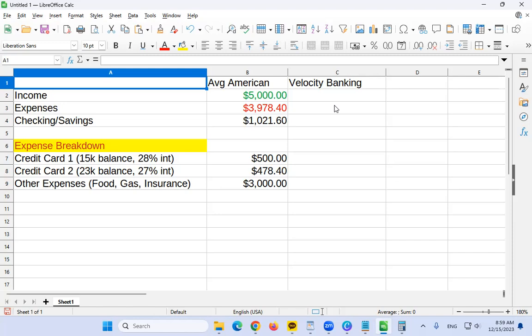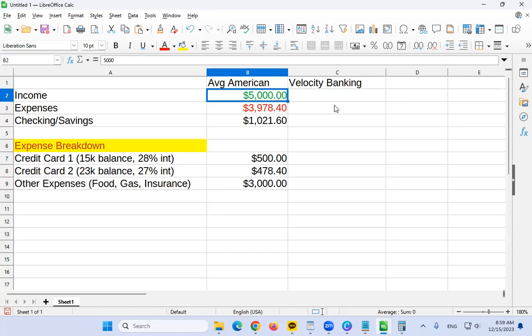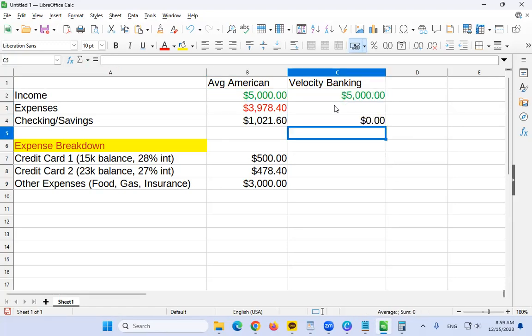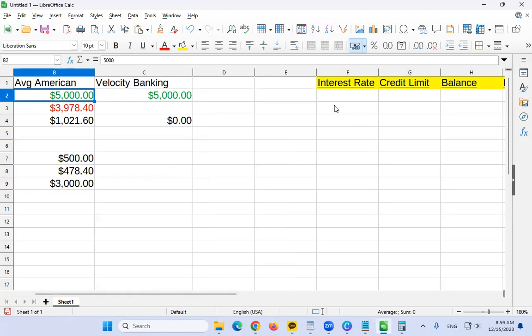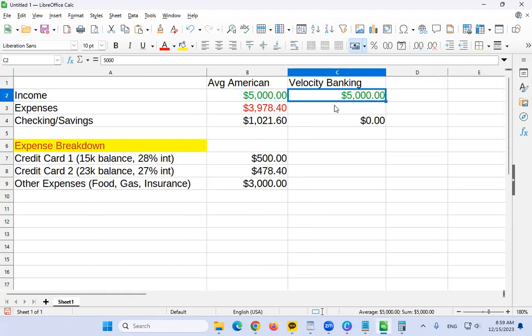And that's what I think about velocity banking, because instead of your average American who uses their checking account to pay the bills, we're going to use our line of credit as our operating account to pay the bills, right? So let's write this down: $5,000, zero in our checking and savings, and then we're going to redo our expenses, and you'll see how that works. The basic strategy is that we're going to put our entire paycheck into the line of credit.